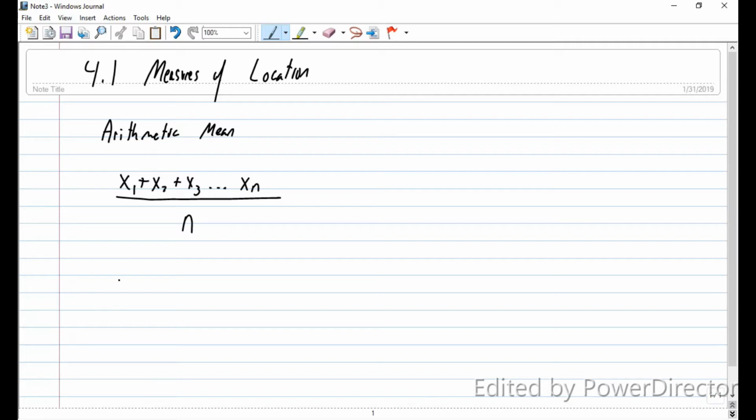The symbol that we use is this symbol here for a sample. So for a sample, we use X bar. All right, X bar, that's how you pronounce that. X bar. That is a sample mean. Most of the time we're working with samples.